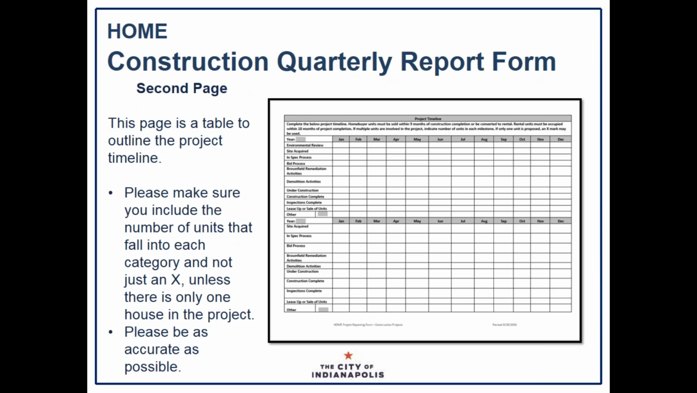All right, the second page is going to be the project timeline. This page is a table that will basically outline the project and kind of where you're at and what you are going to be doing at each site each month. A couple things about this page. We want you to make sure that you include the number of units that fall into each category and not just an X. We did notice last year that some project sponsors were putting X's in the box and not necessarily indicating how many houses they planned on doing that activity in that month.